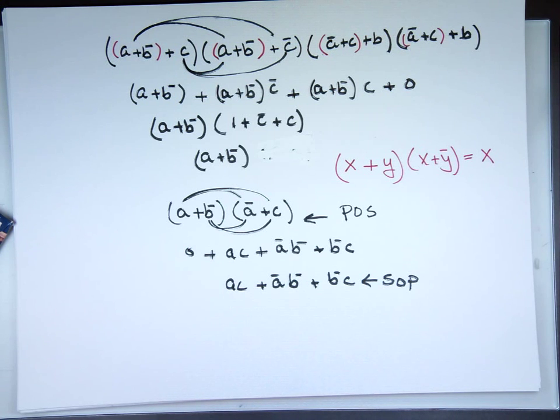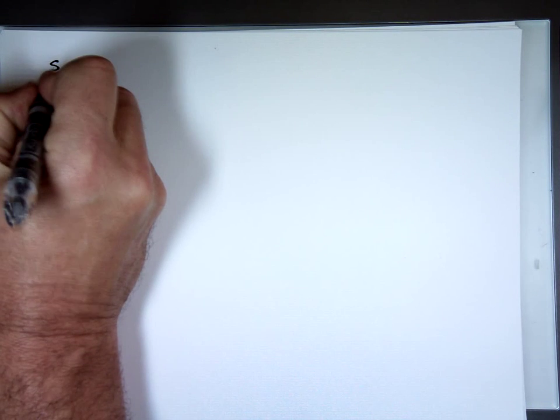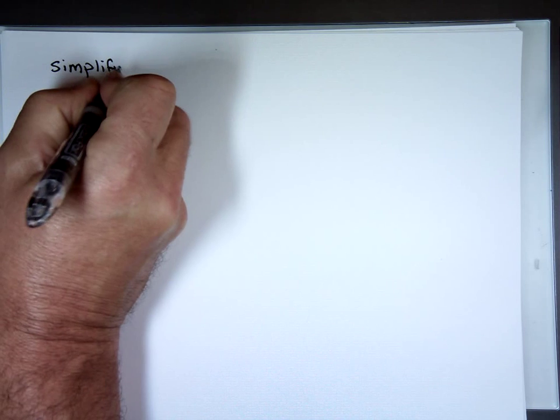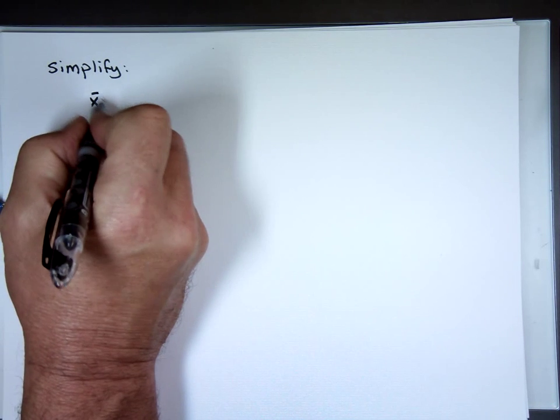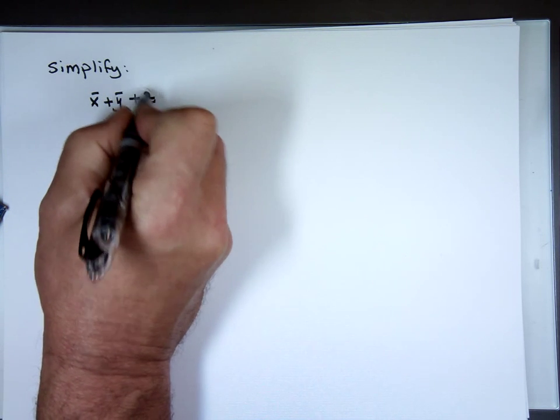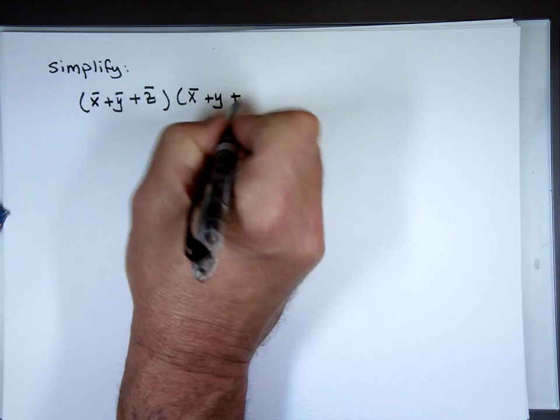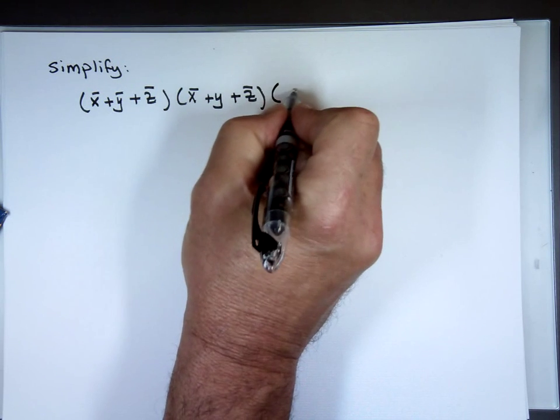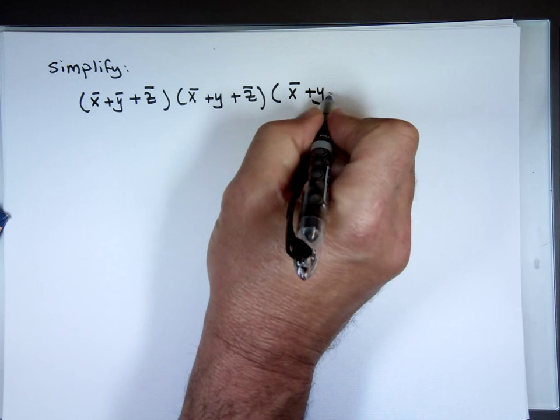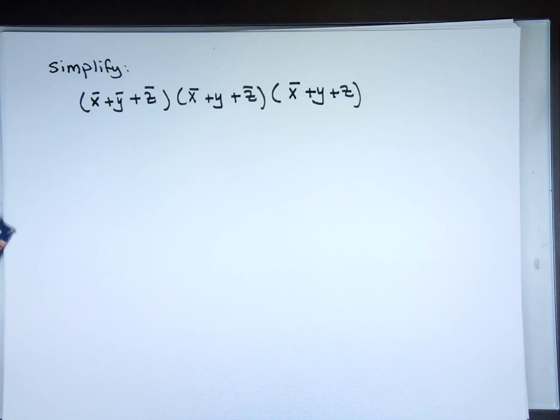Let's try another one. Let me take this example. Simplify: X bar plus Y bar plus Z bar, X bar plus Y plus Z bar, and X bar plus Y plus Z. Does the duplication rule apply? Sure, it still applies. X and X is still X.